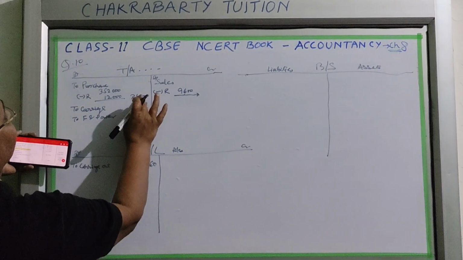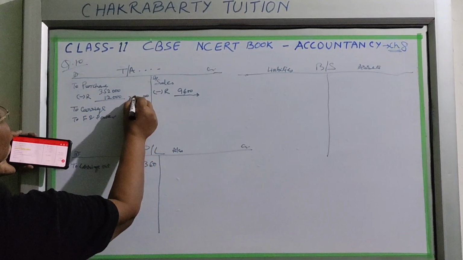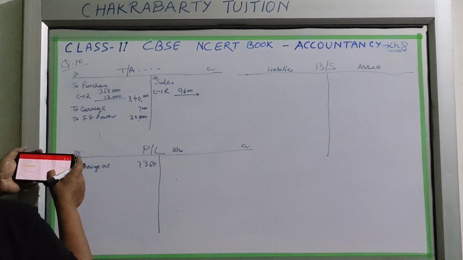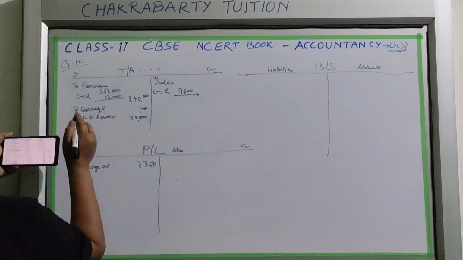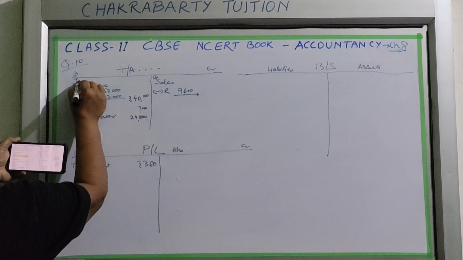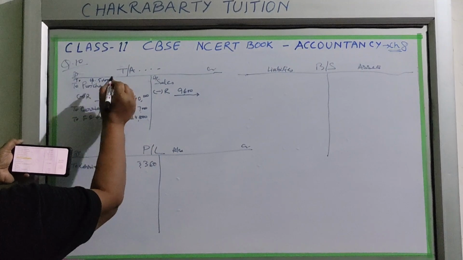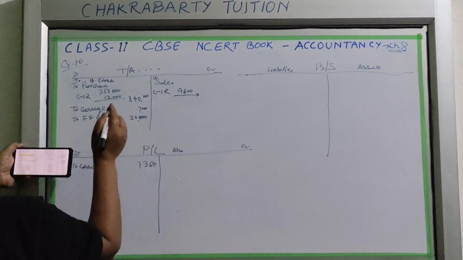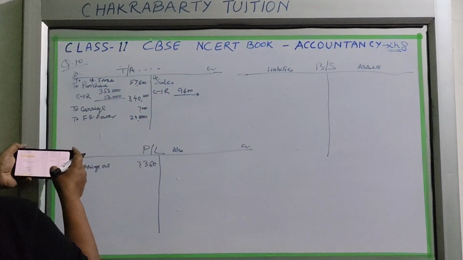24,800. 3,40,000. I will write more clearly, otherwise totaling will be difficult. Opening stock. Opening stock we write here always. To opening stock. You leave one line for opening stock. Opening stock is 57,600. Okay.